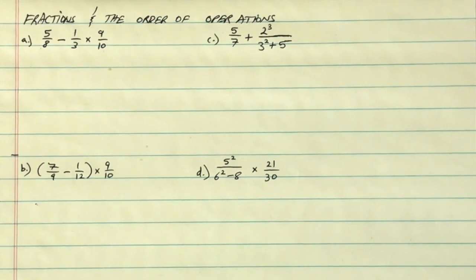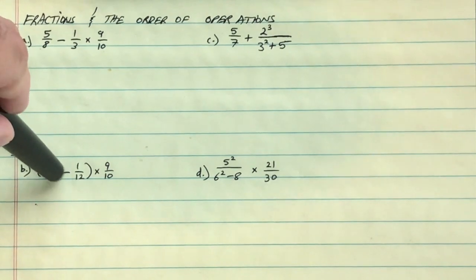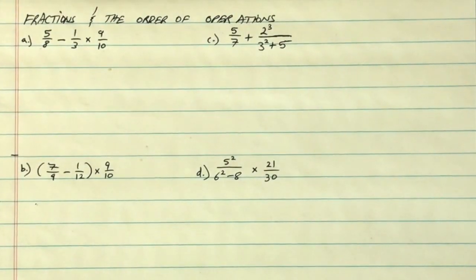In problem B, however, if you take a look, it's got parentheses. You'll remember that in the order of operations, before you even get to multiplying, dividing, and subtracting, you've got to worry about parentheses. So we would actually take care of this step first.